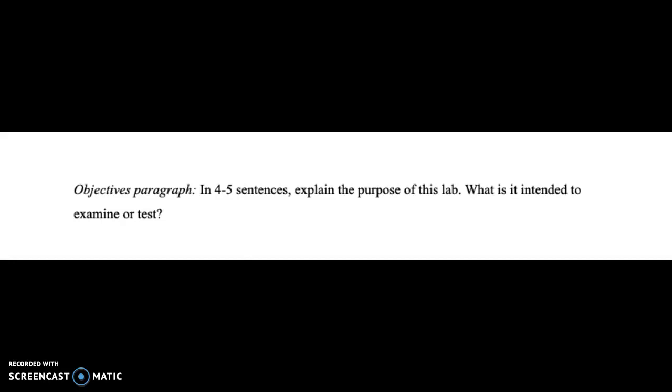Now, one thing to keep in mind is that the purpose of the lab is not the same thing as what you did, okay? What you did is just physically, I did this thing. But why did you do it? What was the learning that you could get out of doing that? Or the experimentation, the questions you might answer.